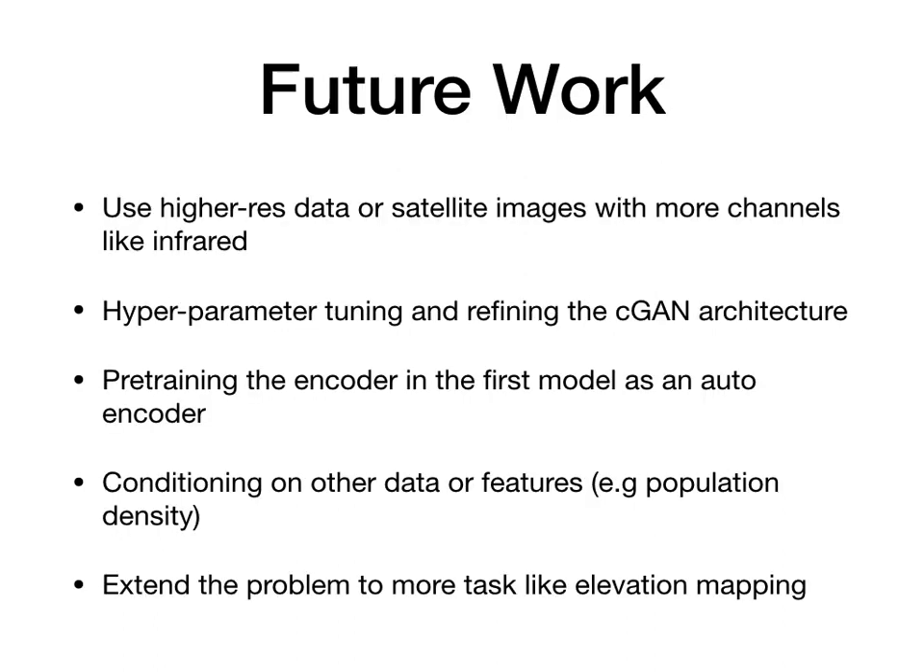Future work includes using more channels such as infrared for training and doing hyperparameter tuning to refine the architecture. Pre-training the encoder as part of an autoencoder might allow us to then interpolate over the learned embeddings or add custom features such as population density. Our pipeline also allows us to combine any 2 datasets in Earth Engine or Google Maps, allowing us to extend to more translations such as elevation mapping.